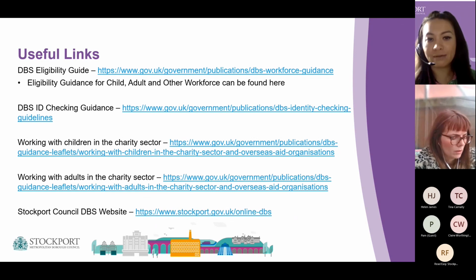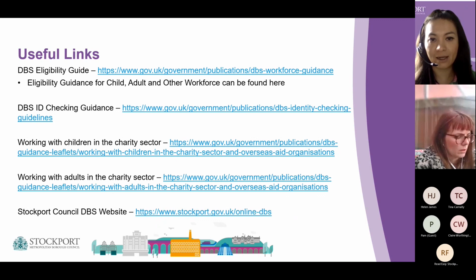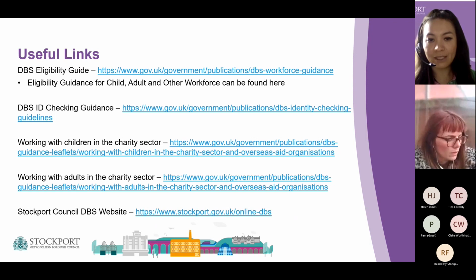All that information is on there, all the different groups, all the different routes, and also information on how to check the documents as well. If you're unsure of how to check official documents, there's a bit of guidance on there about that too. And then I've also linked the working with children in the charity sector and working with adults in the charity sector pages. When I went through the eligibility examples, I took them from those web pages, so there's loads more examples on there, and it goes into a little bit more detail about DBS checking within the charity sector.